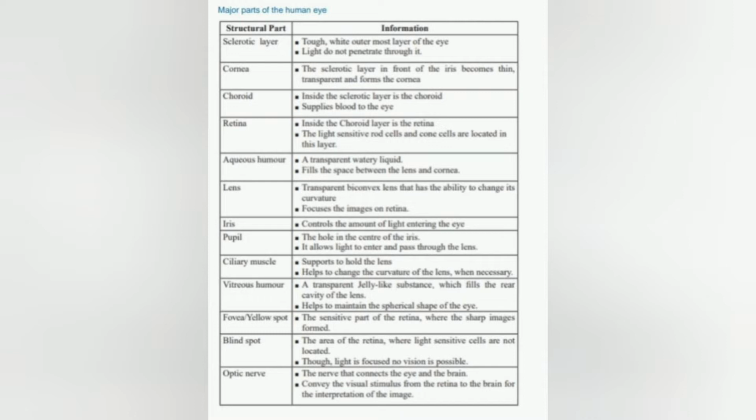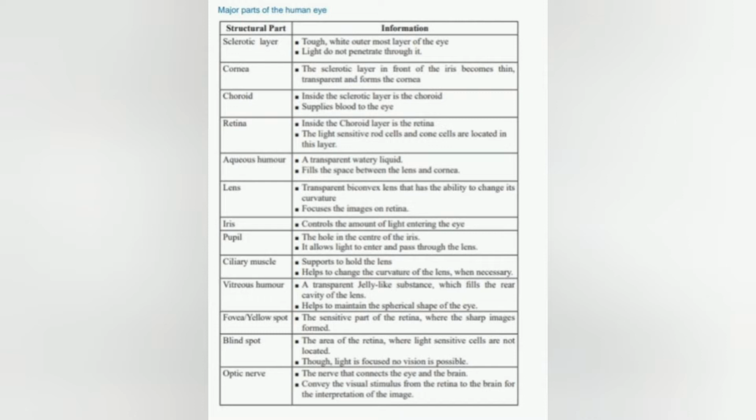Iris: controls the amount of light entering the eye. Pupil: the hole in the center of the iris. It allows light to enter and pass through the lens. Ciliary muscle: supports to hold the lens. Helps to change the curvature of the lens when necessary.